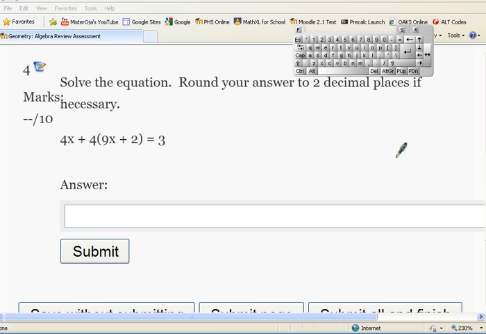Distribute. Got to distribute the 4, and that's going to give me 4x plus what? 36x plus 8. Okay, that's better. Now we're almost there. If I combine like terms, what's 4x plus 36x? 40x. And then while we're at it, if the x's are going to be on the left side, where do we want the numbers to be? On the right side. So if we subtract 8 from both sides, what are we going to get? -5.